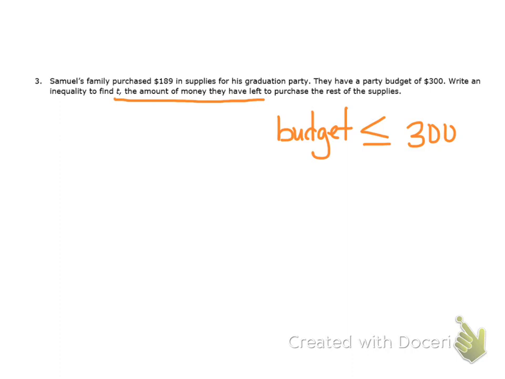So once we figured that out, it says that the family purchased $189 in supplies already. So we want to know what we could use to find T, the amount of money they have left. So the amount of money they have left plus how much they've spent already has to be less than or equal to $300. And there's my inequality.